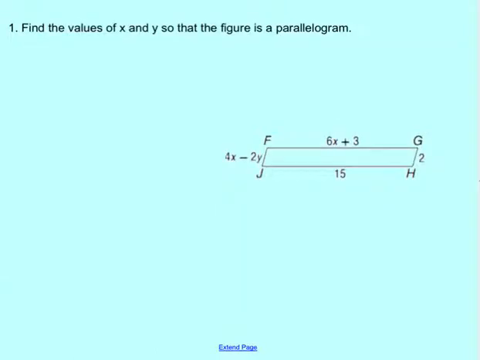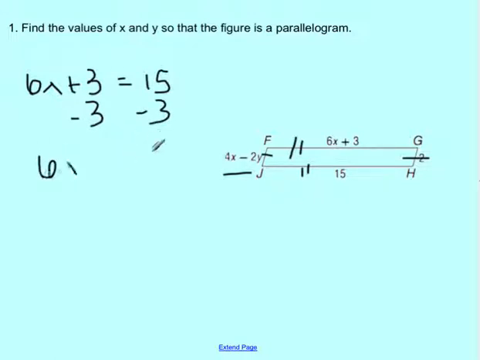So let's take a look at applying some of this. In number 1, find the values of x and y so the figure is a parallelogram. Well, for it to be a parallelogram, this has to be congruent to this, and this has to be congruent to this. Since this has both an x and a y, let's start with the x, the other one. So 6x plus 3 has to be equal to 15 in order for this to be a parallelogram. So we're going to subtract 3 from both sides, and I get that 6x is equal to 12. I'm going to divide both sides by 6. And when I do that, I get that x is equal to 2.